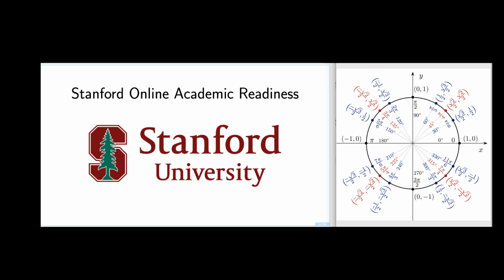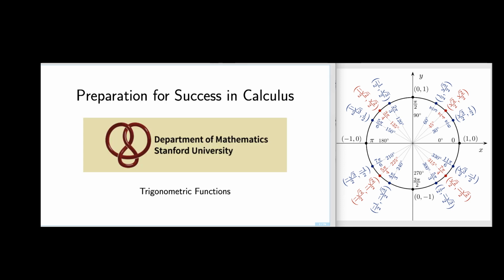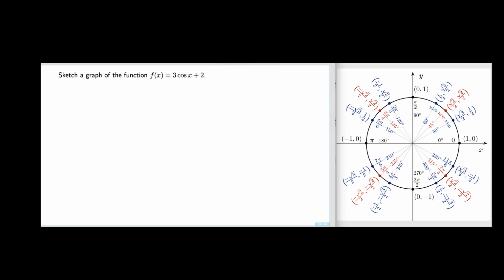In this lesson, we'll review graphing trigonometric functions. So we're asked to graph the function f of x equals 3 cosine of x plus 2. What we'll notice here is that if we can first graph our function y equals cosine of x, then we can apply what we know about transformations of functions to graph 3 cosine of x plus 2.